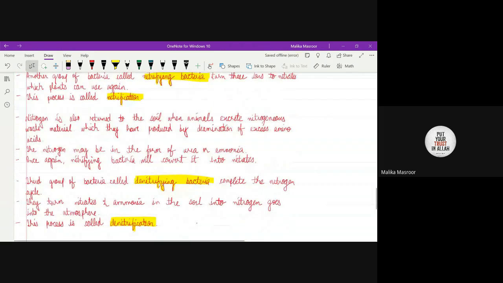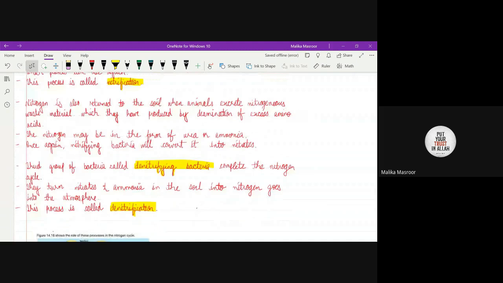Then the third group of bacteria is called denitrifying bacteria. They complete the nitrogen cycle. How? They turn nitrates and ammonia in the soil into nitrogen gas. Both nitrates and ammonia are now being converted to nitrogen gas. This nitrogen gas is returned to the atmosphere, and that is called denitrification.